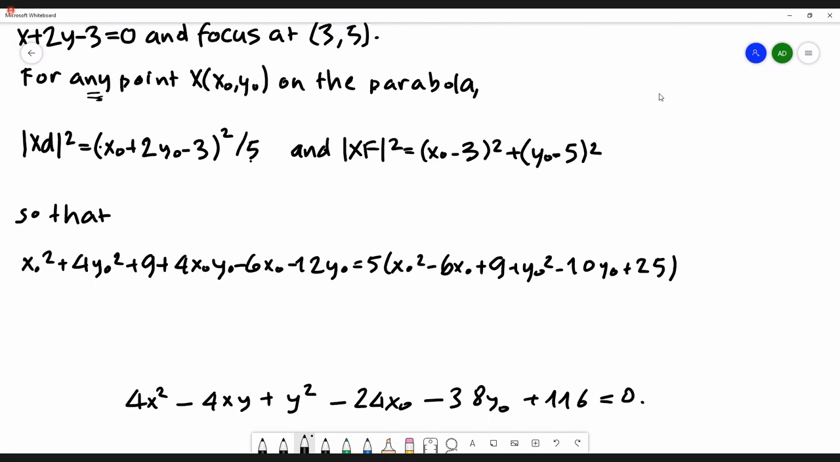Okay. This is the equation of the parabola with given directrix and focus. Now let's solve another example.